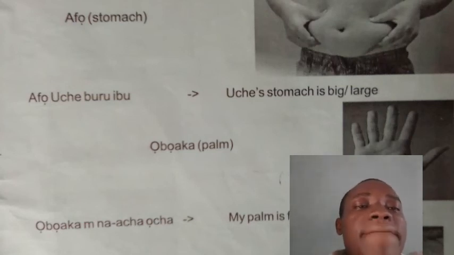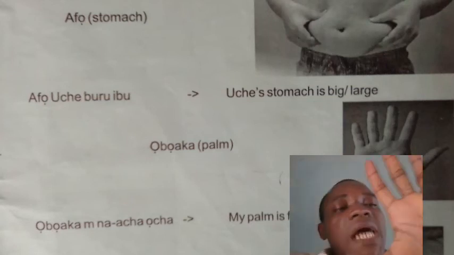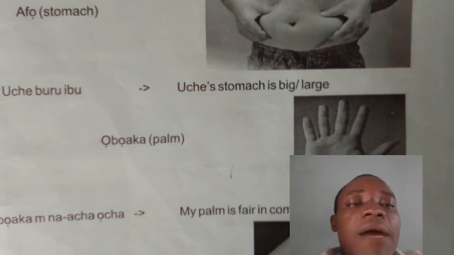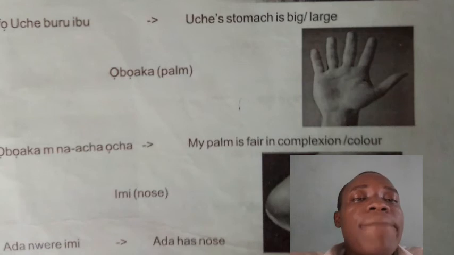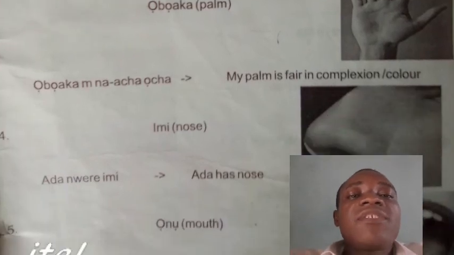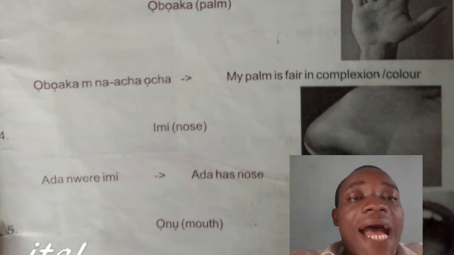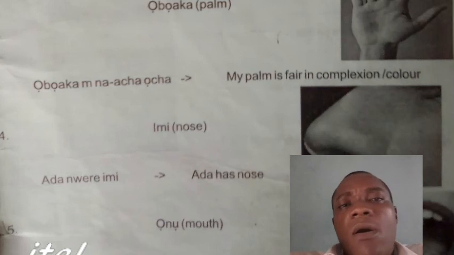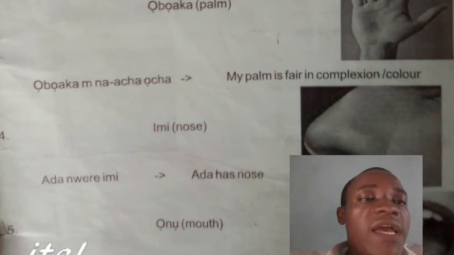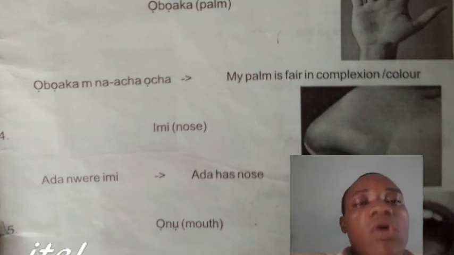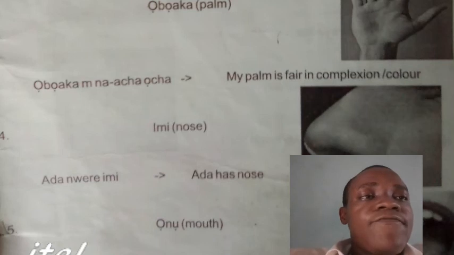Okay, let's look at the palm. Your palm. So you can see the picture there. Your palm in Igbo is obo aka. That is your palm. Okay, let's use it to make sentence. Obo akam na acha ocha. You look at the English expression there. My palm is fair in complexion or color. Alright, so you can see it there.